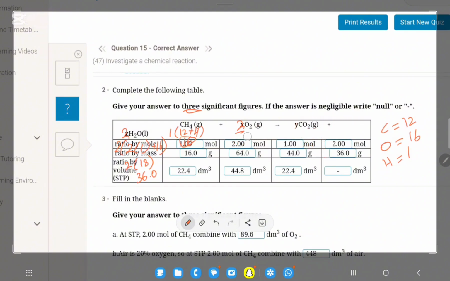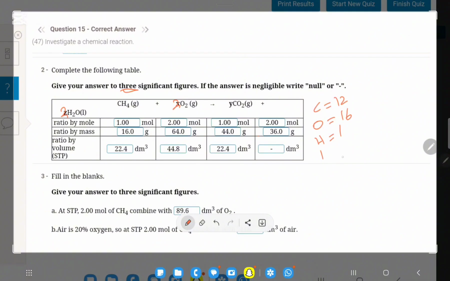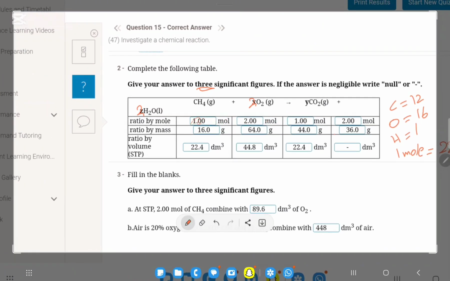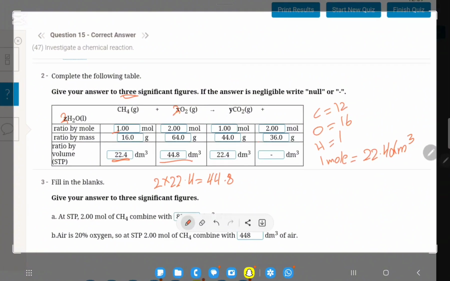Now you want it in volume. At STP, we know that 1 mole takes up 22.4 decimeter cubed. Here we already have the ratio by mole. 1 times 22.4 is equal to 22.4, and it's already 3 significant figures. 2 moles of O2 times 22.4, you get 44.8. 1 times 22.4, you get 22.4, 3 significant figures.